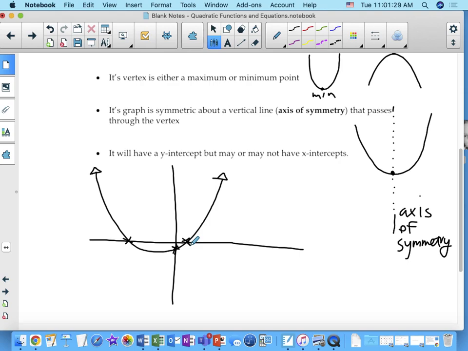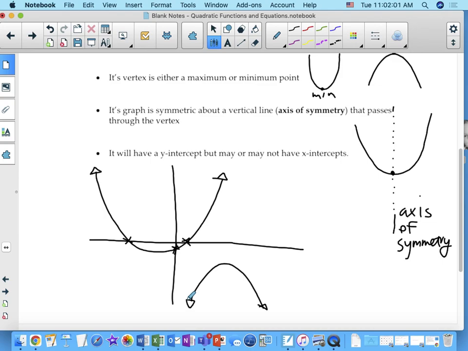So if I drew something like this, okay, well, the highest point is below the x-axis. So this is never going to hit the x-axis. Okay, so this will not have any x-intercepts. It will have a y-intercept, though, because at some point this arrow will continue to the left and pass through the y-axis.